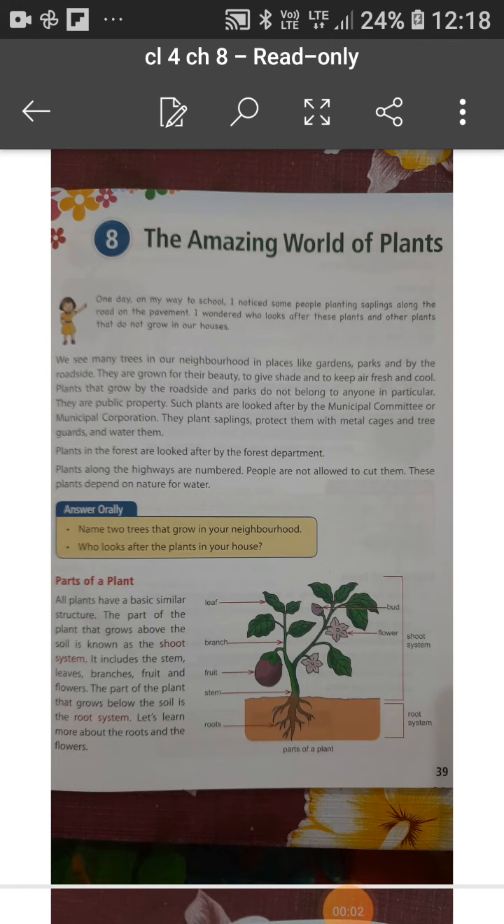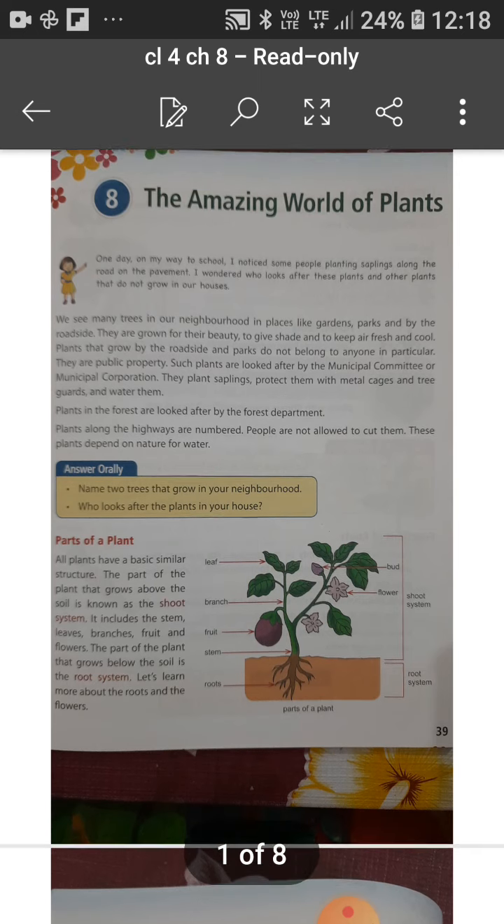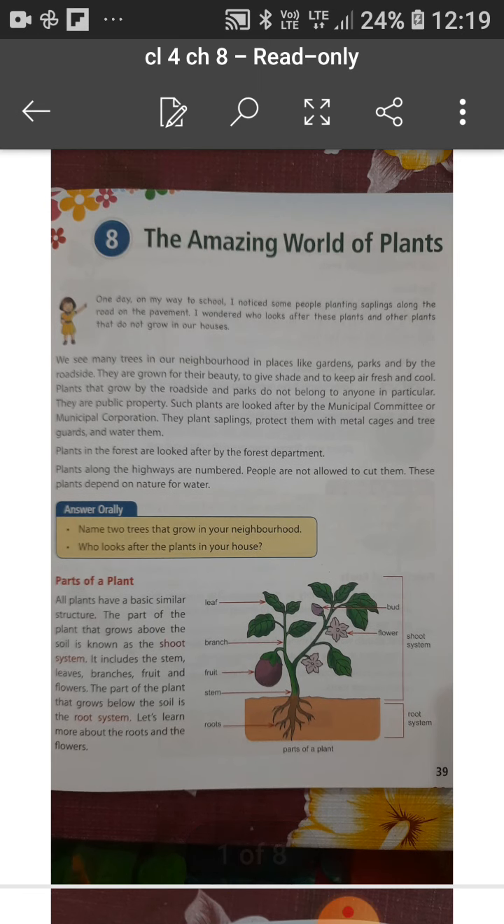Good morning class 4. We were reading chapter 8 in EBS and the name of this chapter is The Amazing World of Plants. In the previous class we have seen that Ria was telling about the plants and its parts of plant we have read in the previous class.